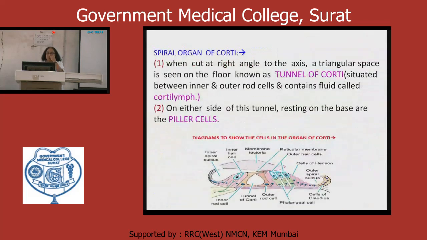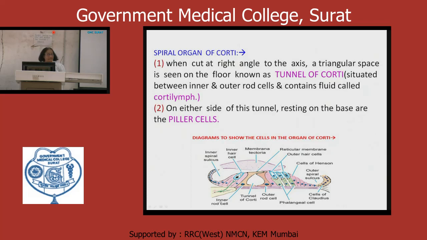Now, the spiral organ of Corti. When cut at right angle to the axis, a triangular space is seen on the floor known as the tunnel of Corti. You can see the tunnel of Corti in the given diagram. It is situated between the inner rod cells.